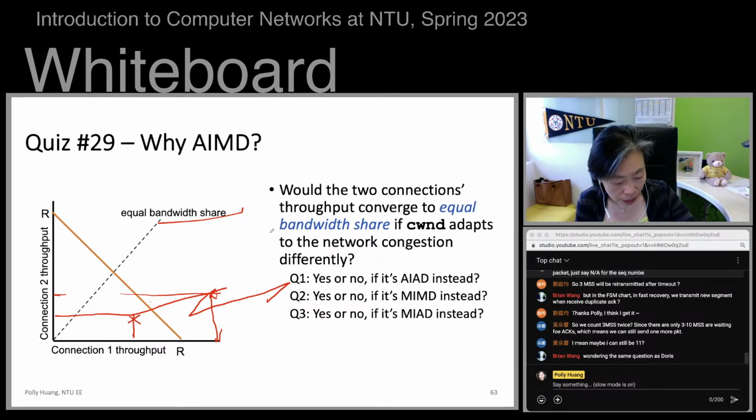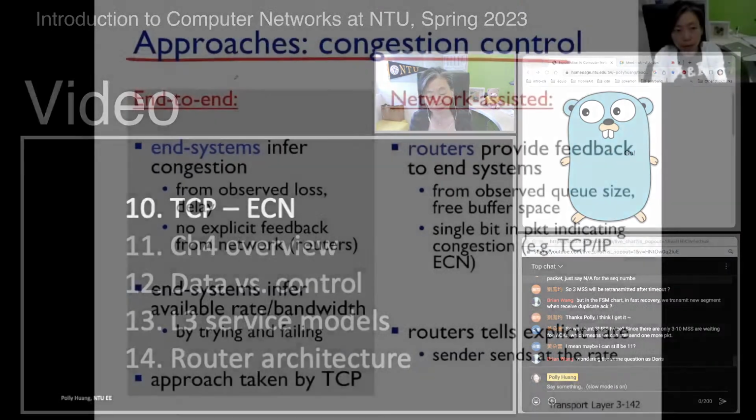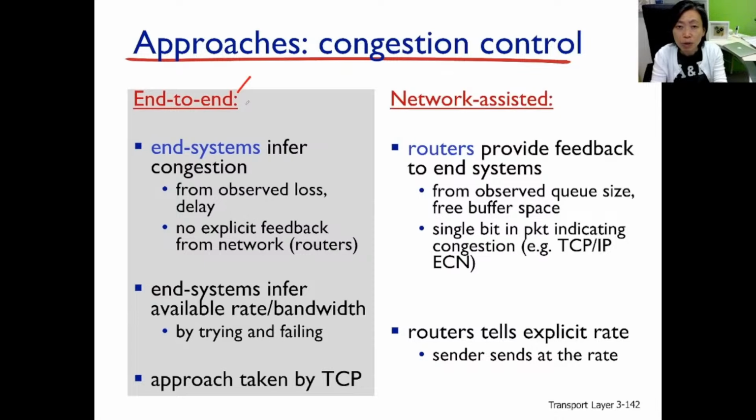Good. And next topic, in fact, the next topic is the last topic in chapter 3. Okay, the last thing we need to talk about for TCP. And this is regarding this thing. We talked about 2 approaches to do congestion control. There is end-to-end, and there is also network-assisted. TCP takes the end-to-end approach.